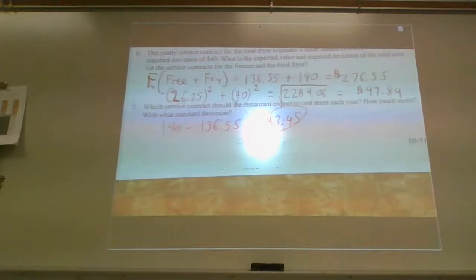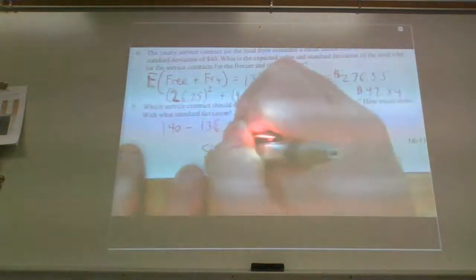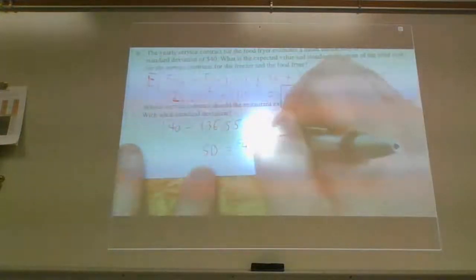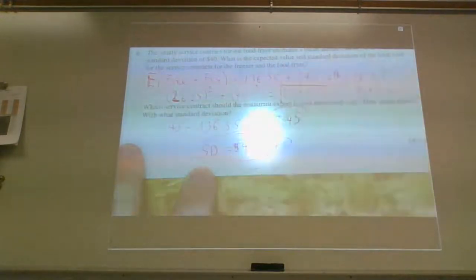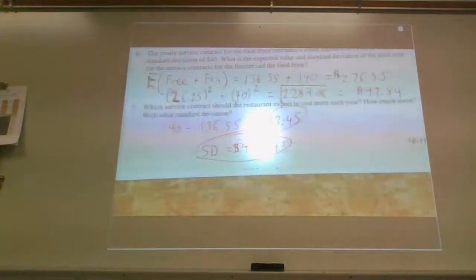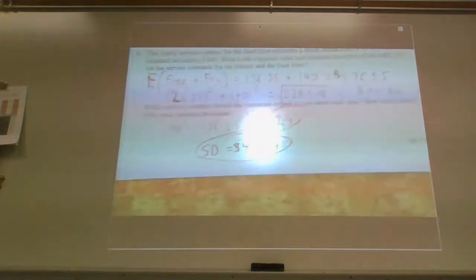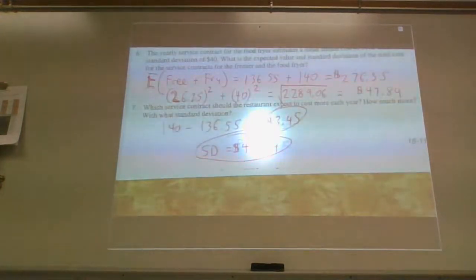What about the standard deviation? Well, I'm not going to bother changing anything, because if I'm going to find the difference between the two standard deviations, not a typo, the standard deviation would still be $47.84. Because I would have to do the exact same calculation, where I would have to square each standard deviation to variance, combine them, square root them back. Yeah. Done. It's a weird thing.